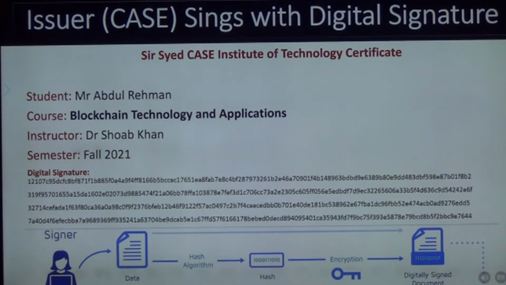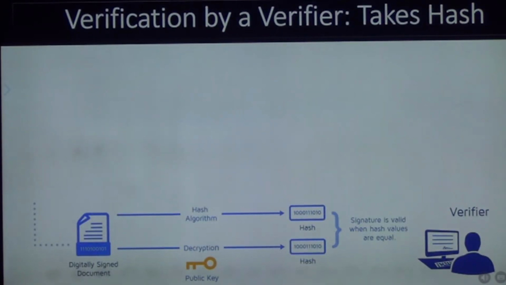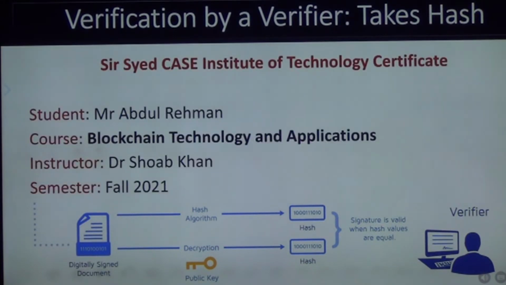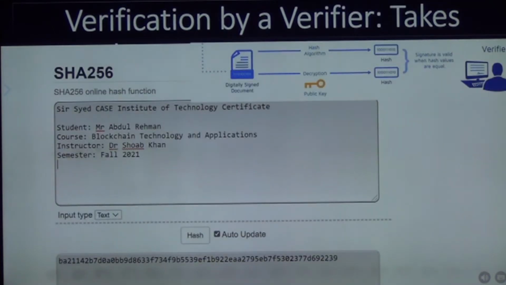ठीक है. अब आप आए. अब मैं verifier हूँ. ठीक है. I'm hiring people who have taken this course, and I say कि हमने इसको blockchain पे ही बनाया हुआ है, तो I'll just verify. So verification by a verifier. अब वो क्या करेगा? He gets this text. ठीक है. वो भी इसको copy करेगा. SHA-256, and he'll create a hash for this. ठीक है. So he goes there, put this information, पूरा जो आपका certificate है, और वो ये generate कर लेगा.